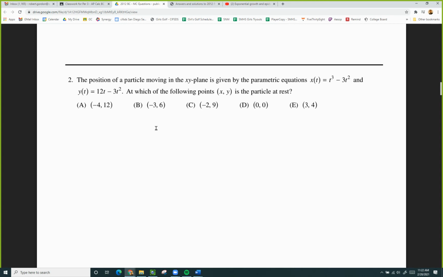The two equations, like x of t and y of t. That would be finding when the position is at the origin. That's not when the particle's at rest. We want the particle at rest. At rest means you're not moving. Moving is a rate of change. So you want to take the derivatives and set them equal to 0.